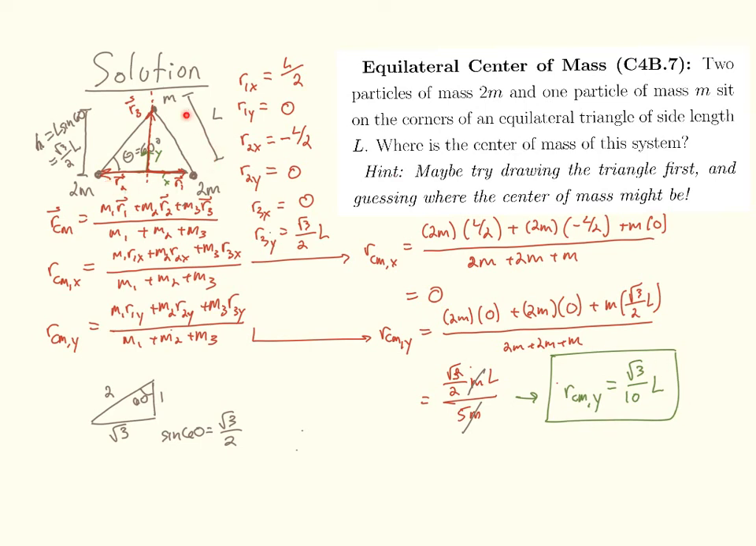Now, depending on how you oriented your triangle, you might get a slightly different answer, but remember, the physical situation has to be the same. The center of mass will definitely be along the center of the triangle, starting from the small mass through the opposite side that connects the two larger masses, and the distance from that side of the two larger masses towards the center will be root 3 over 10 times L. Okay, that's it. That's been a solution to this equilateral center of mass.